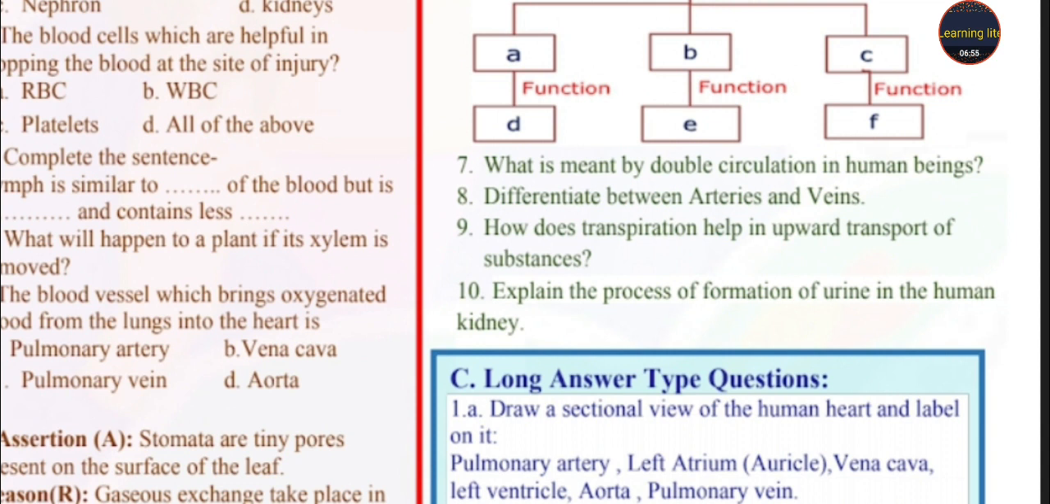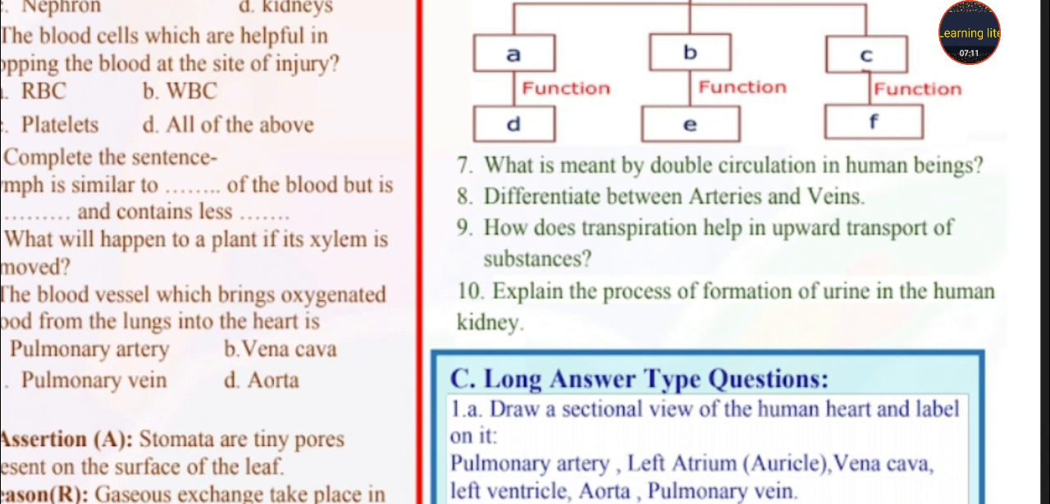Eighth question, differentiate between arteries and veins. We discussed this in our last worksheet. Arteries are deep seated, they are red in color, they carry oxygenated blood, and they have thick and elastic walls, but they do not contain valves.